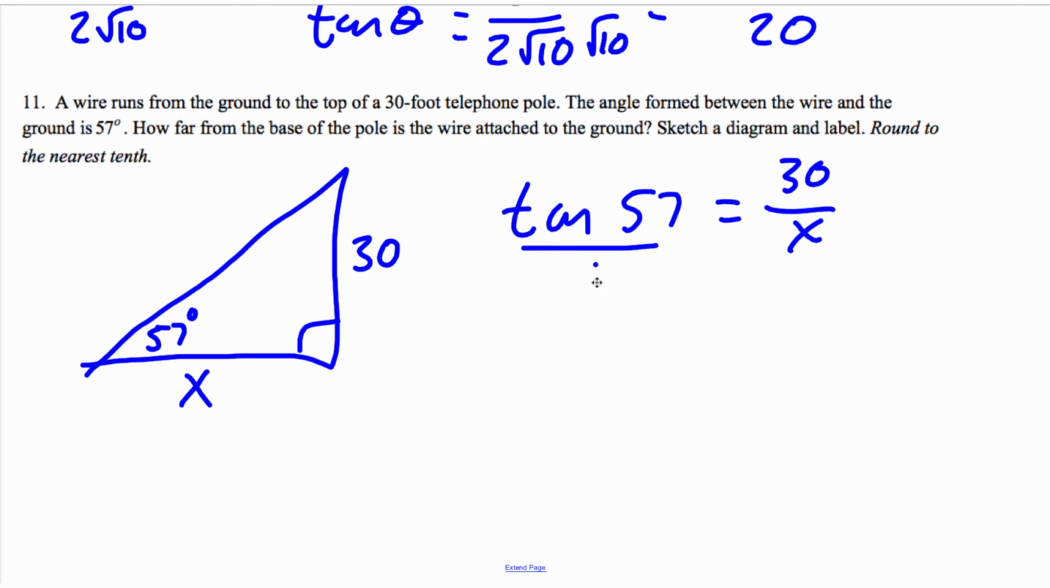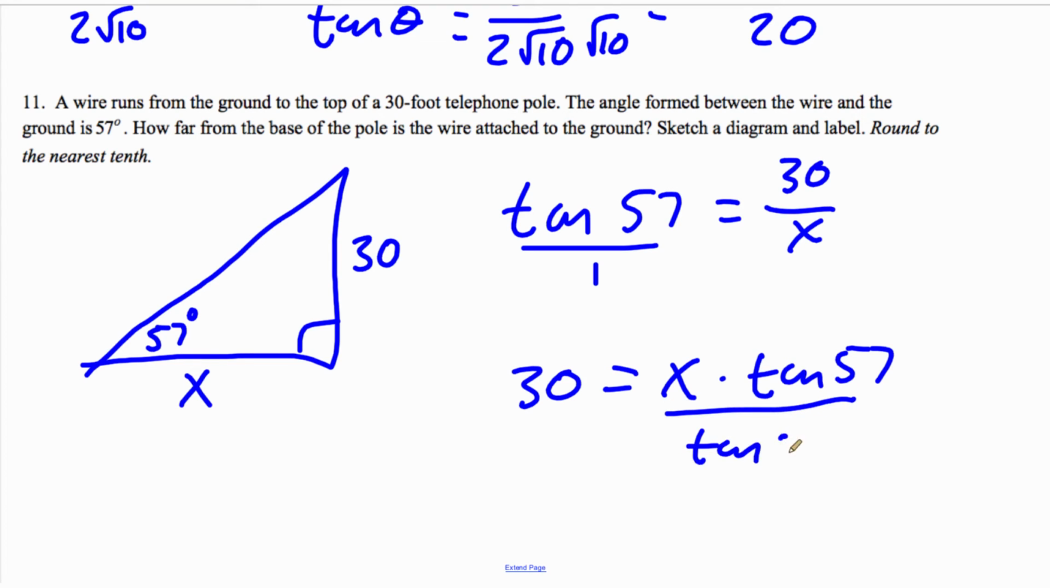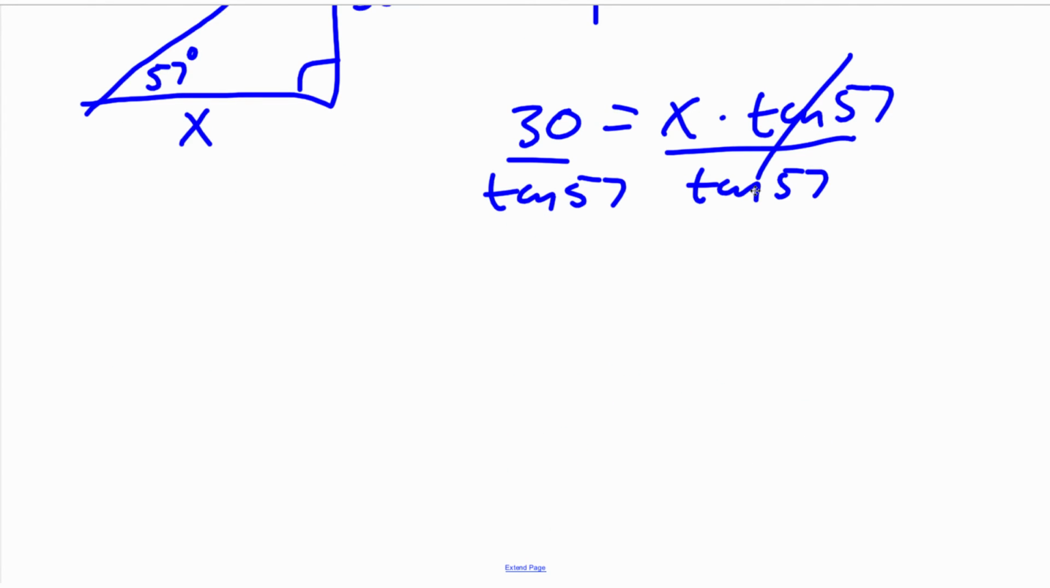Now what I would do is put this tangent over 1 and then do some cross multiplying. So 30 times 1 is 30 equals x times the tangent of 57 degrees. Now, in order to get x all by itself, we have to divide both sides by the tangent of 57. So we're going to take 30 divided by the tangent of 57. Since this is a degree angle, when you're typing this into your calculator, we need to make sure that we're in degree mode. When we type this in, I'm going to go just to one decimal place. We end up getting about 19.5 feet as our x value.